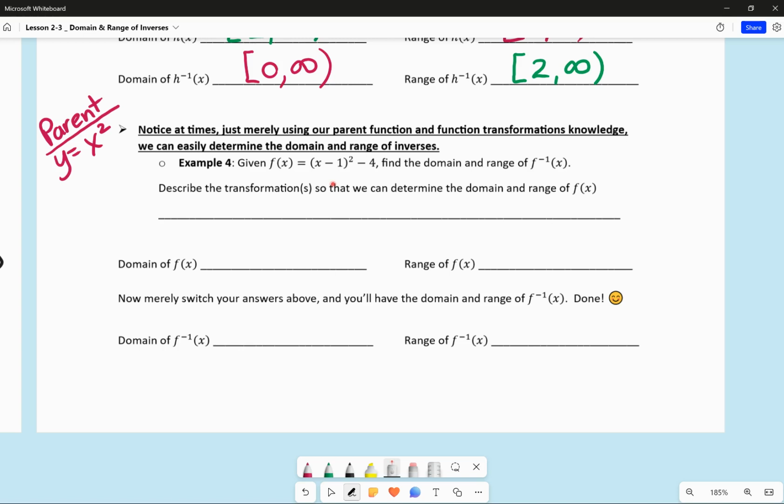So what does the minus 1 do? Well, the minus 1 causes the graph to move 1 unit to the right, right? And then what did the minus 4 do? It moved down 4 units. Okay, it moved down 4 units. So pictorially, what does that mean? What does that look like if we were sketching?